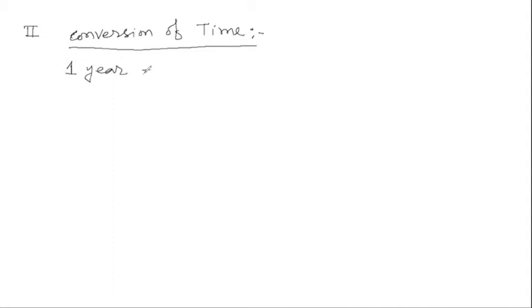Next topic, conversion of time. Here in this conversion of time, you just have to remember these things. First, 1 year. 1 year is equal to 365 days, that is one ordinary year. And one leap year equals 366 days. And 1 week equals 7 days.